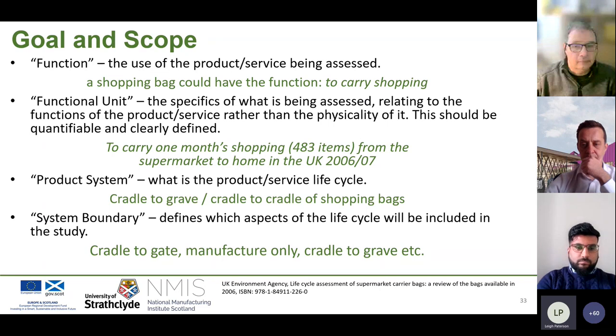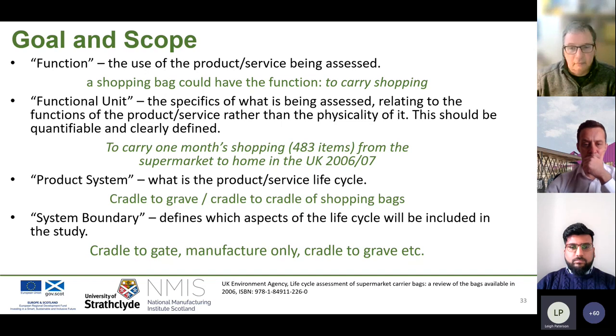The product system is basically the product life cycle. So as I mentioned before, if it's cradle to grave, a linear process, or cradle to cradle, a circular process, that is essentially the system that you're looking to take on. And the system boundary is determining which aspect of the life cycle that you're going to include in the study.